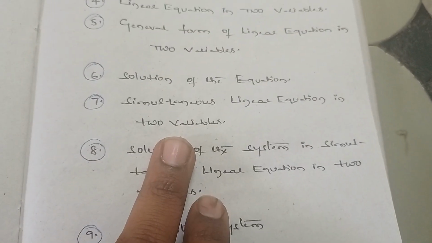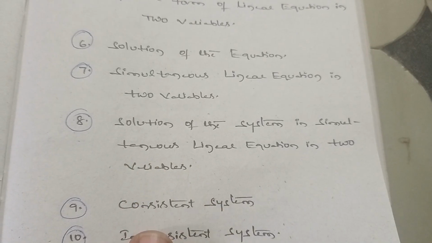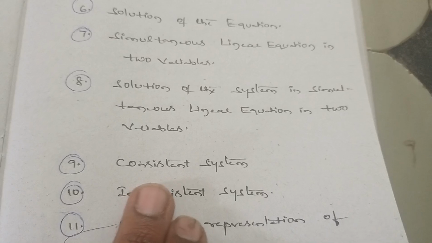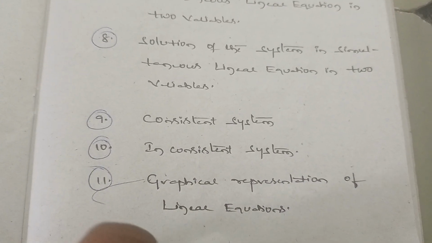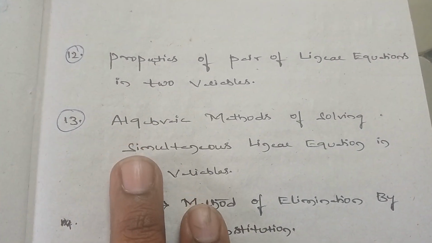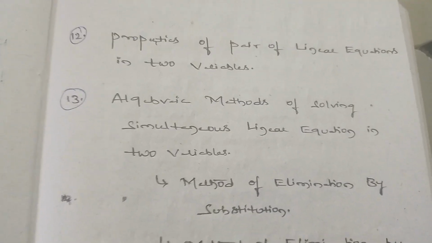Then seventh one, what is a simultaneous linear equation in two variables, and what is its solution, and what are consistent equations or consistent system and inconsistent system. And next one, the graphical representation of linear equations. Next one, the properties of pair of linear equations in two variables. And then algebraic methods of solving simultaneous linear equations in two variables.